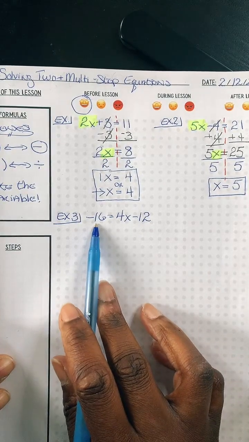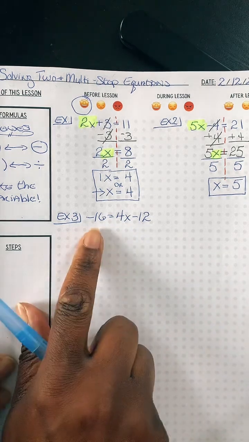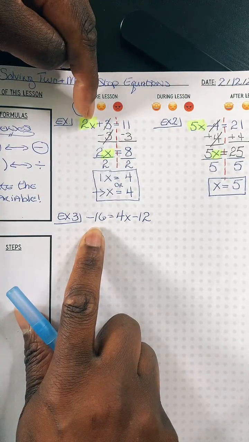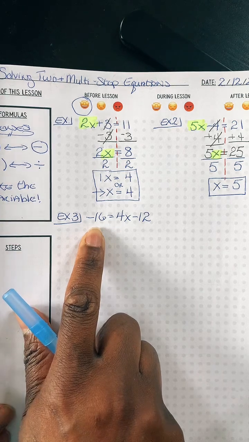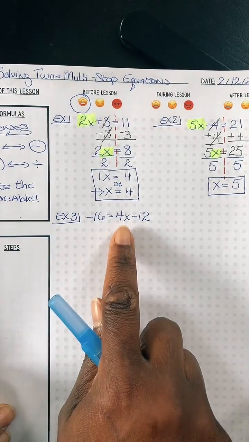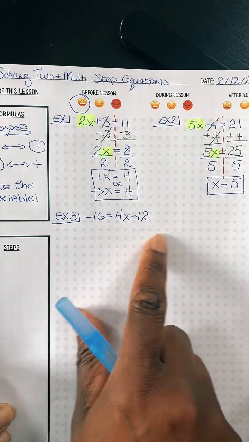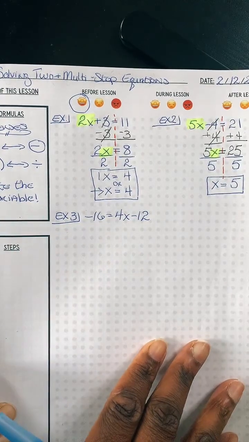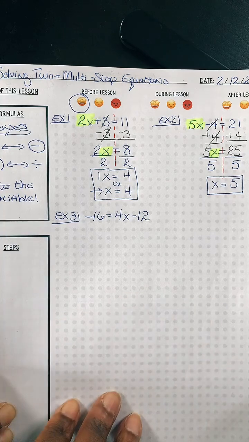So now we have negative 16 is equal to 4x minus 12. This looks a little different compared to the other two equations that we just did. But you're doing the same process. All right? So if anything, we still want to isolate our variable. And I know when people are in school, they always say, hey, you definitely want to keep your x's on the left-hand side. It doesn't matter, to be honest with you. As long as x is by itself, you did your job.